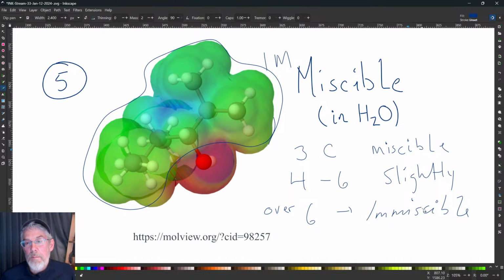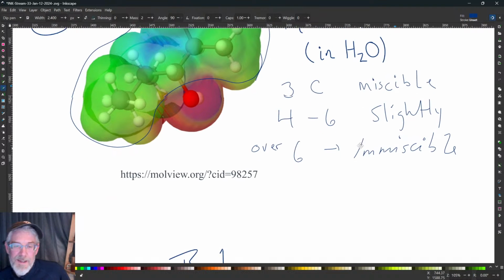Yeah, Bryce, you're probably right. If we look at solubility, everything's a little bit soluble or miscible. So a little bit probably would interact with the water, but not much at all. And as you add more carbons, even less. All right, let's take a look.